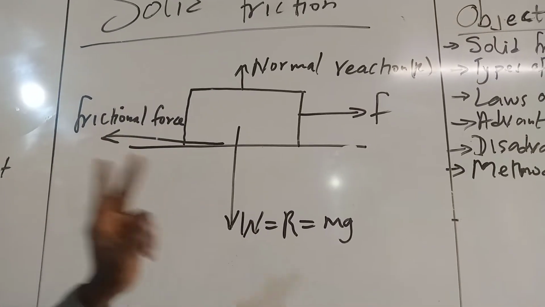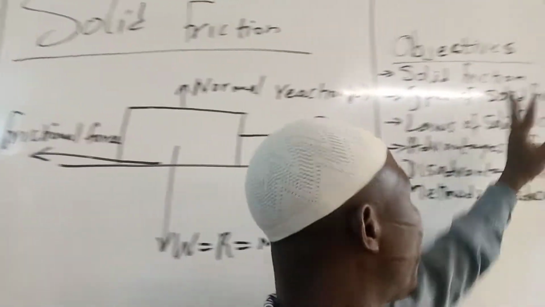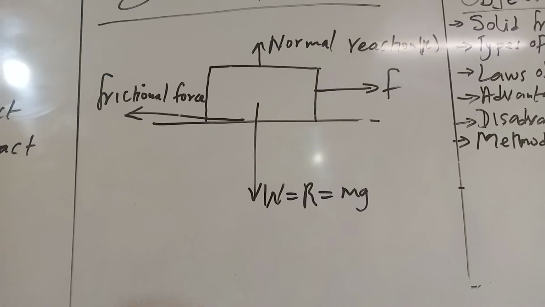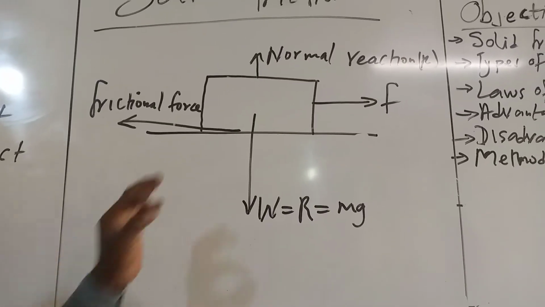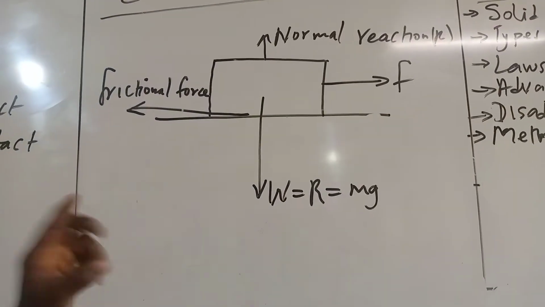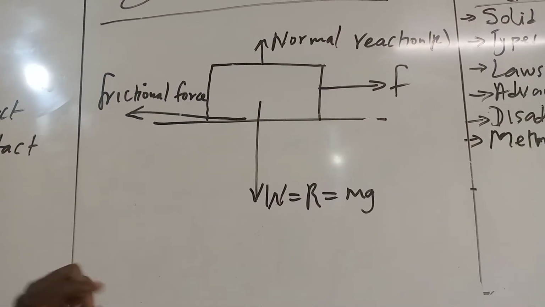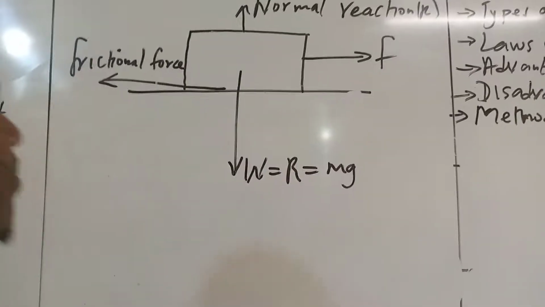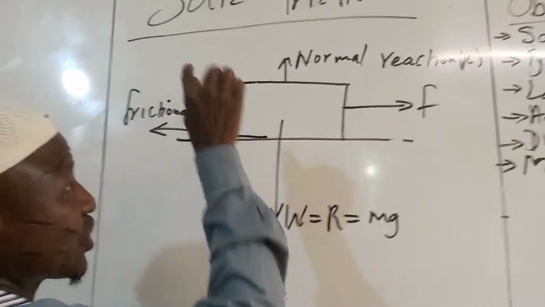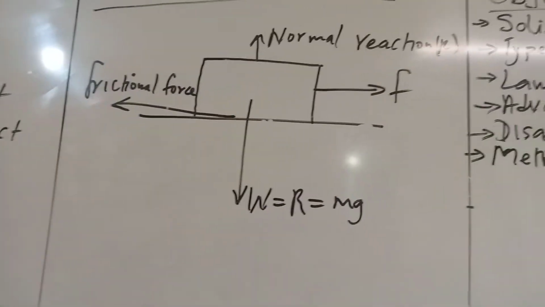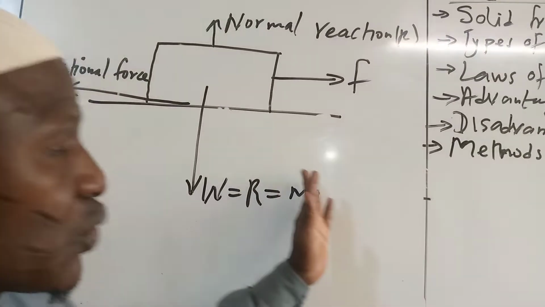Therefore, we have two types of solid friction. The one that will make an object not to move at initial stage, and we call it limiting or static friction. Limiting or static friction is the maximum force that must be overcome before an object or a surface will move over another surface.